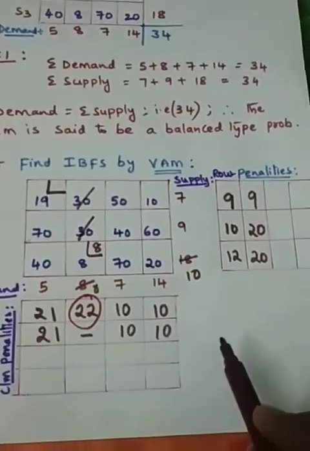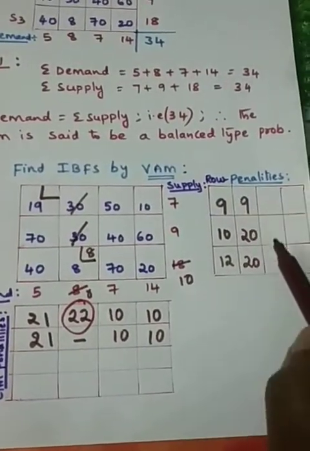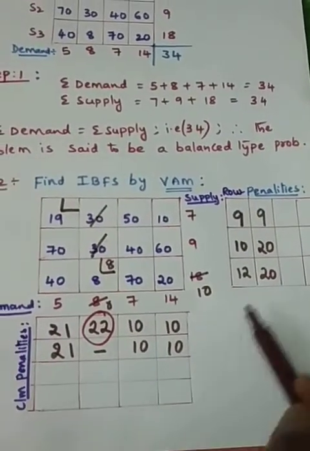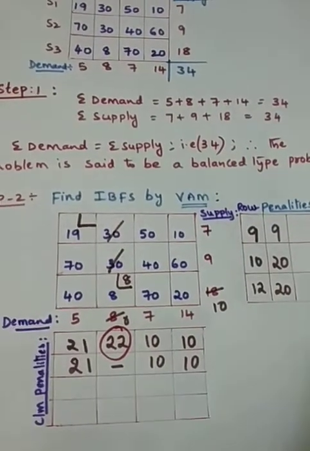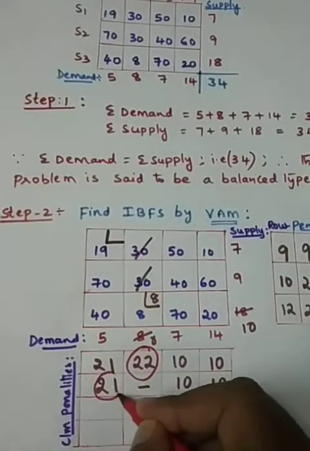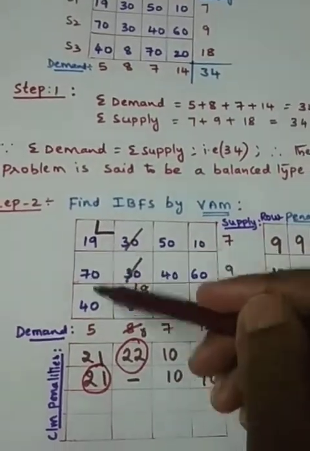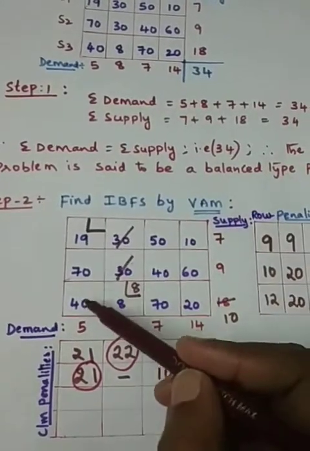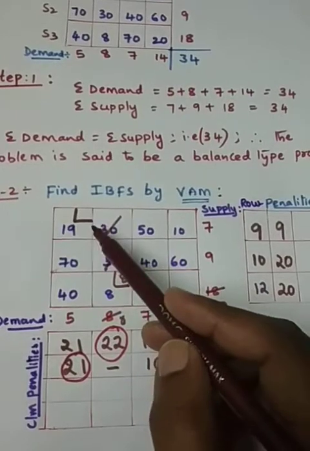Now among the calculated penalties, again you find out the highest penalty: 21, 10, 10, 9, 20 and 20. So among these penalties, now you identify the maximum penalty. So here the maximum penalty is however 21. So I give importance to the first column. Corresponding to this column, now you identify the least value. Now the least value among these three is however 19. So I give priority to this particular cell.